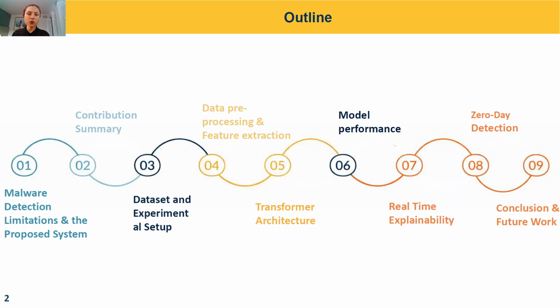Here's the structure of today's talk. First, we'll discuss the limitations of traditional malware detection and introduce our proposed system. Then I'll summarize the key contributions of our work, walk through the dataset and pre-processing pipeline, and explain the transformer architecture. After that, we'll look at model performance, real-time explainability, zero-day evaluation, and finally conclude with future research directions.